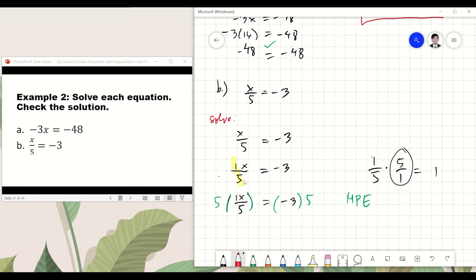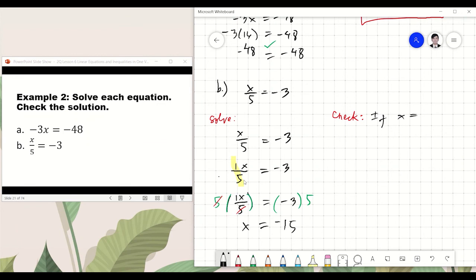So, yung 5 dito, makakancel out. 1x na lang yung matitira, or just an x. Negative 3 times 5 is negative 15. So, don't forget, we still have to double check.